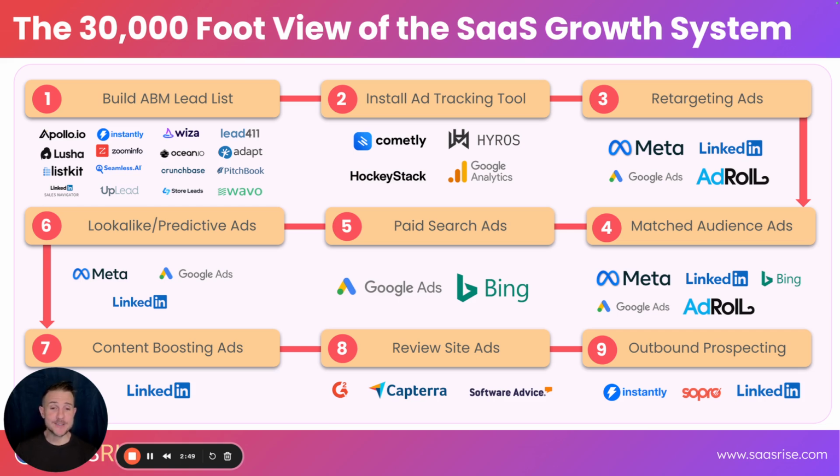Then you turn on your paid search ads, your Google and Bing ads for both your brand terms, your competitor terms, your comparisons like your brand versus another brand, as well as industry keywords. And you track the cost per lead and cost per sale for each of those types of ads. And you turn on your lookalike ads on Meta, your predictive ads on Google Ads and LinkedIn, making sure you've got your geographic targeting right for the particular country you target. You do your content boosting ads on LinkedIn, your review site ads on G2, Capterra, Software Advice.